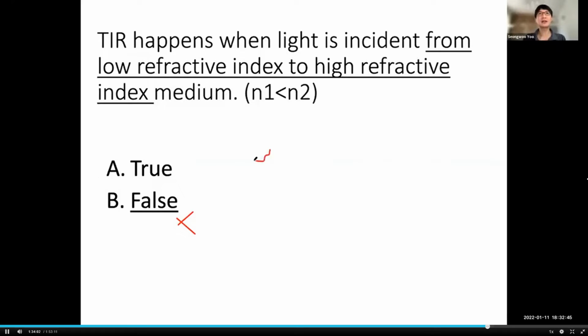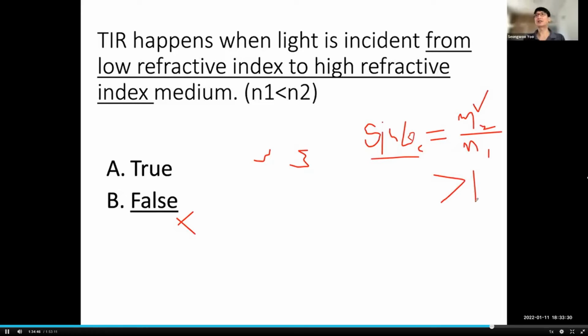So our critical angle, sine theta c, is defined as n2 over n1. Now here, if our refractive index n2 is greater than n1, then this sine theta is going to be larger than 1.